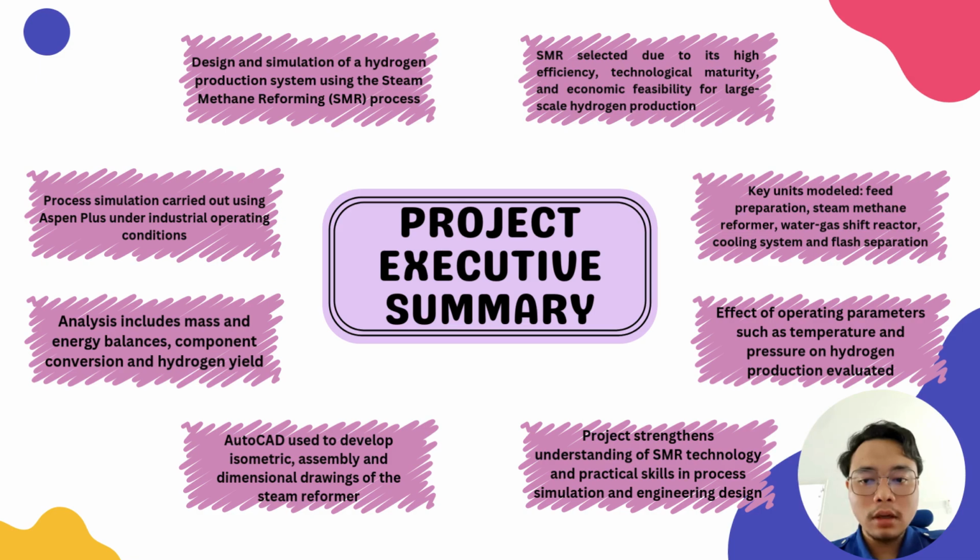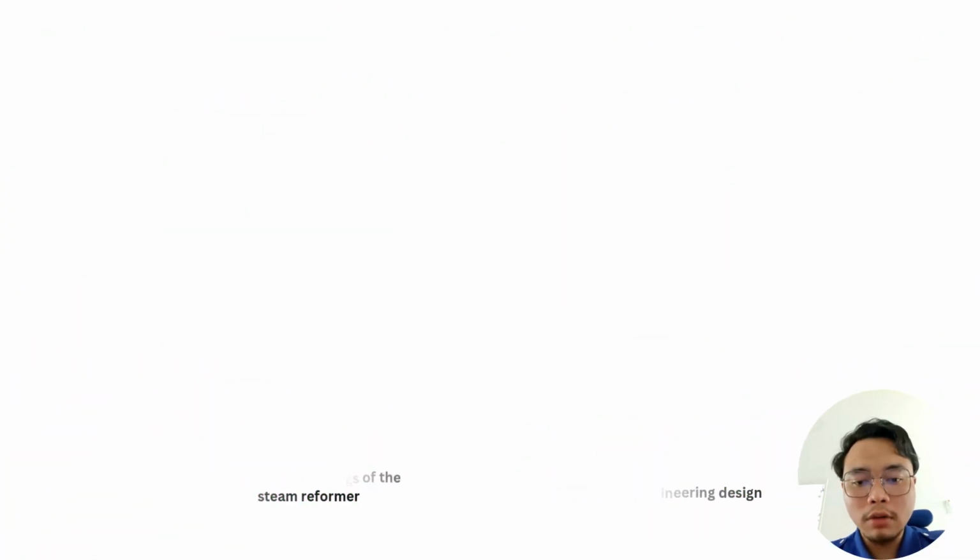Analysis includes mass and energy balance, component composition, and hydrogen yields. It also covers the effect of operating parameters such as temperature and pressure on hydrogen production. Project strengths are understanding of SMR technology and practical skills in process simulation and engineering design. AutoCAD is used to develop isometric assembly and dimension drawings of the steam reformer.